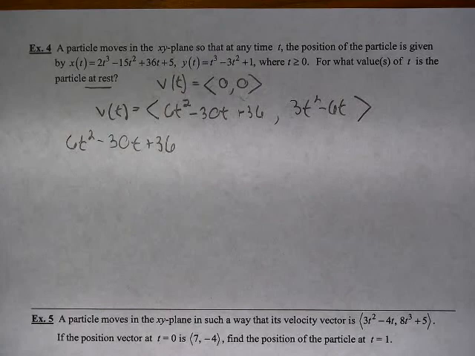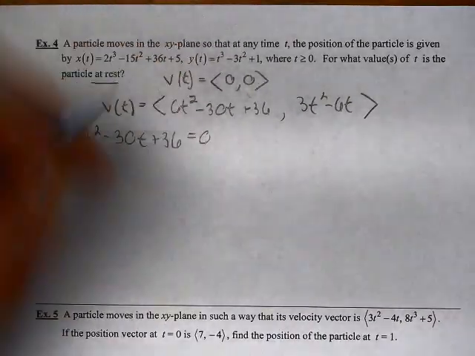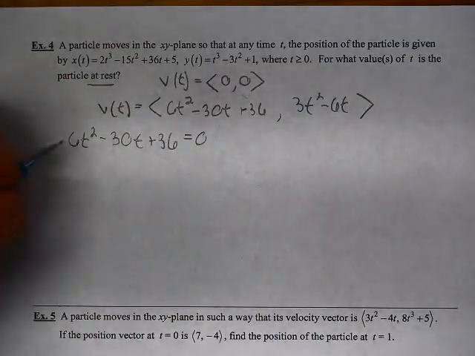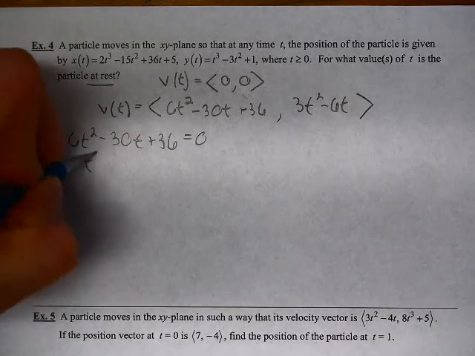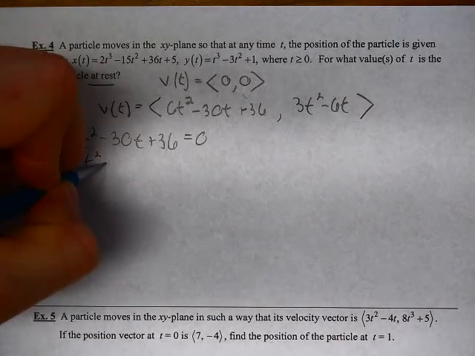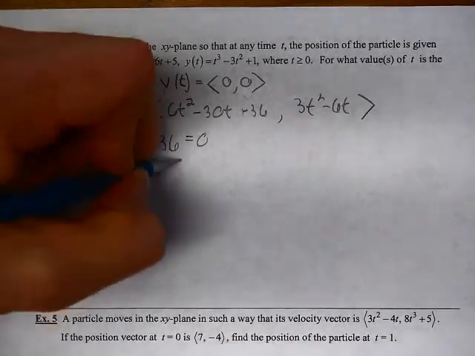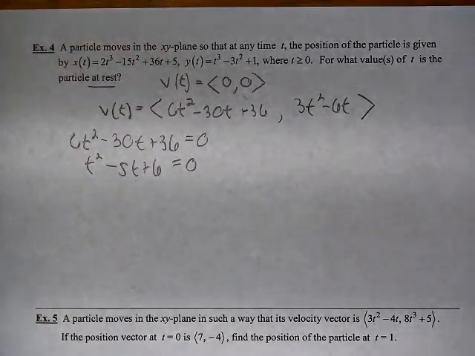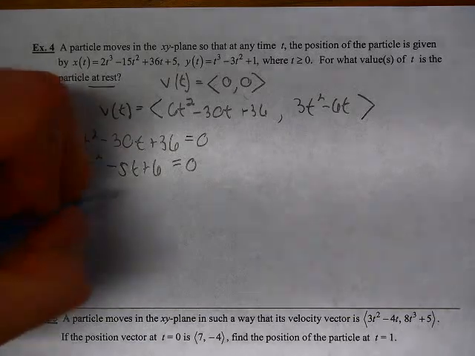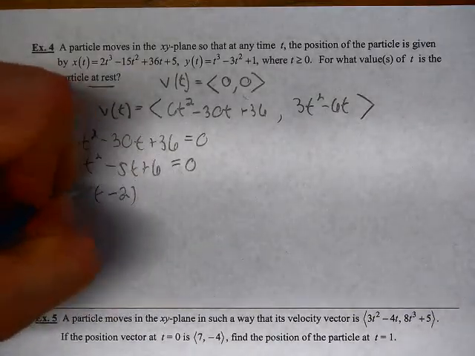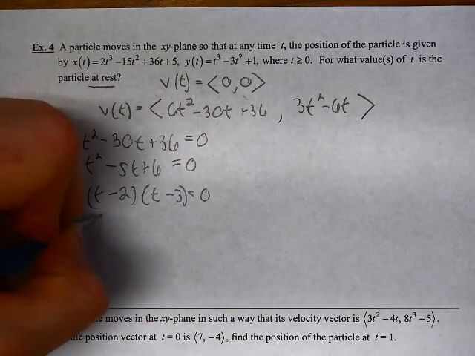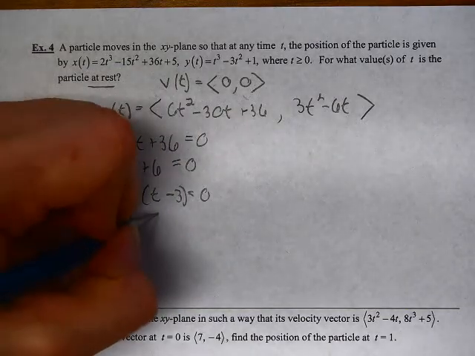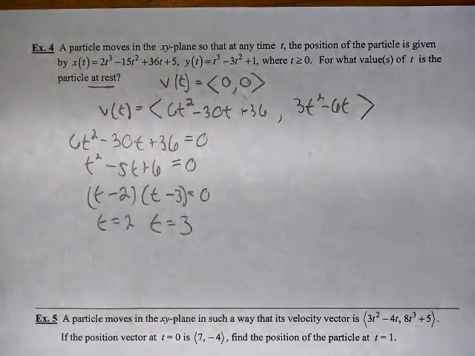So we're going to set these both equal to 0, the x and the y velocity. So here I can divide by 6, I can divide everything by 6 and I get this nice quadratic which will factor for me, and I get t equal to 2 and t equal to 3.